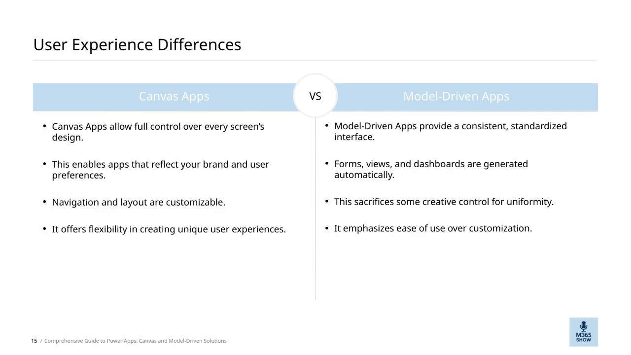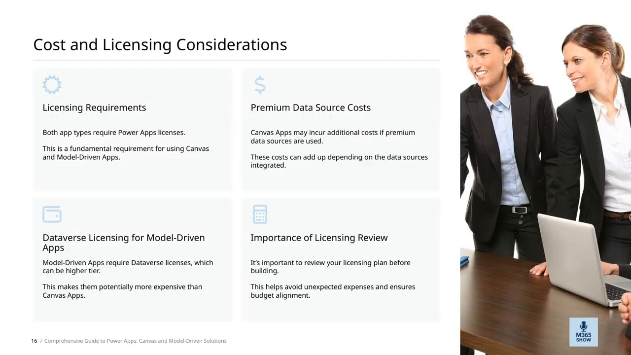You can customize navigation and layout to craft a unique user experience that aligns perfectly with your organization's needs. In summary, model-driven apps prioritize standardization and simplicity, while Canvas apps focus on customization and visual branding. Both have their strengths, and choosing between them depends on what's most important for your project, whether it's uniformity or creative freedom. Let's take a moment to discuss some important considerations around cost and licensing.